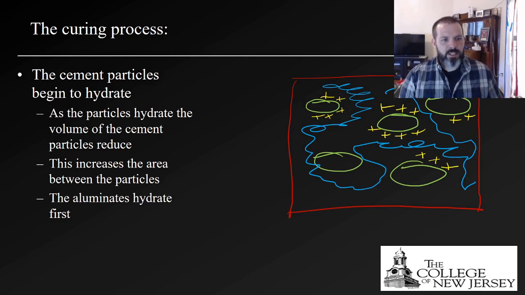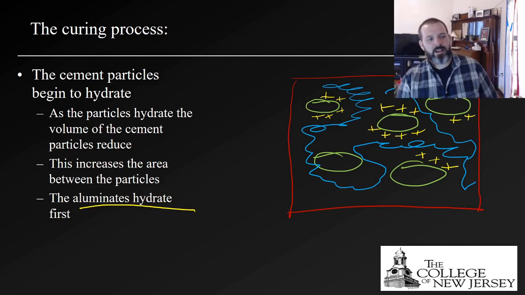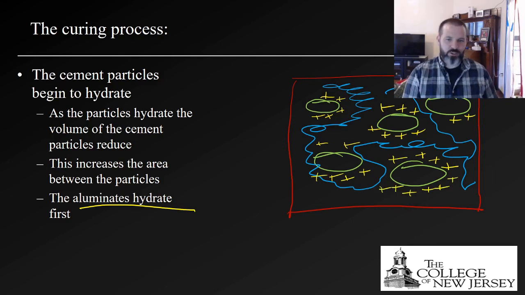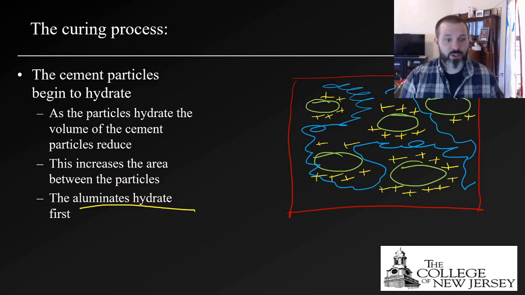Of all these things, the aluminates hydrate first. And the amount of aluminates kind of dictate what your initial set time and strength are. Or initial strength, not final strength. Well, it all goes into the final strength. This gives you your initial strength.